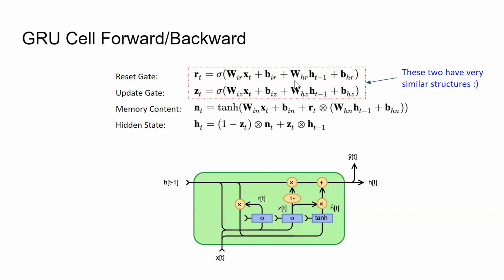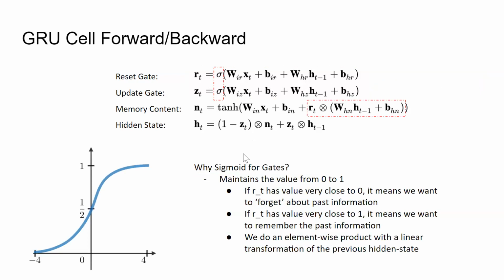So if you implement one of them, we are pretty much done with the other one. Some people may be curious why we use the sigmoid activation function here instead of tanh. One reason is that sigmoid, if you remember, returns a value from 0 to 1, so it's useful as a gate in this homework.